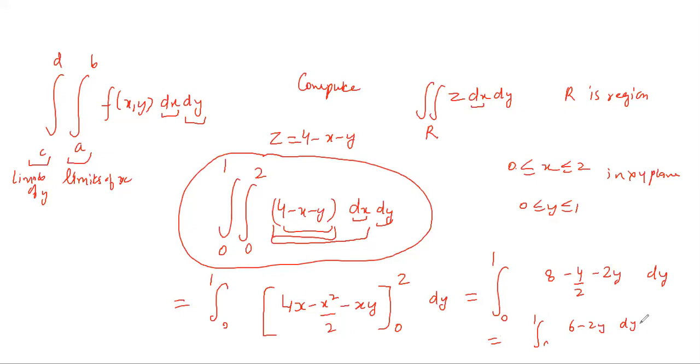into dy. So that's what I told you: when you solve the inner integral, whatever you are left with is just another variable, because x is eliminated, so you are just left with the variable y.